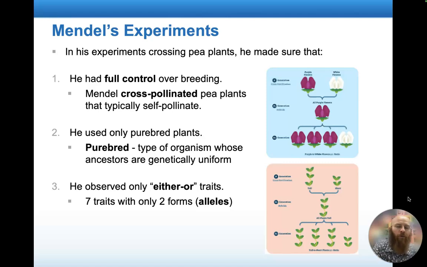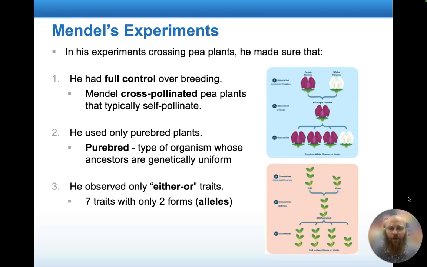So really quick, want to review Mendel's experiments, some of the key points here. So in these experiments, he made sure of three things. The first thing is that he had full control over how these plants reproduced. And he did that by choosing to cross-pollinate specific plants with each other. So he prevented self-pollination, which would typically happen, and chose which traits to cross specifically.